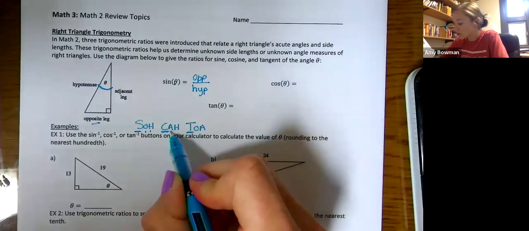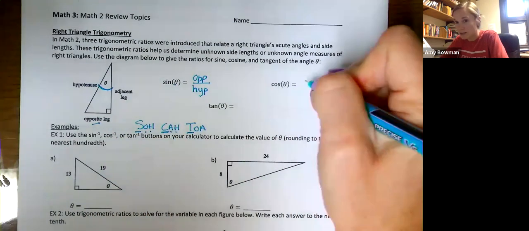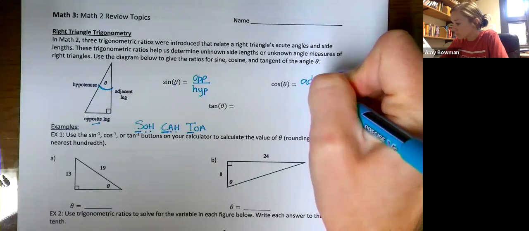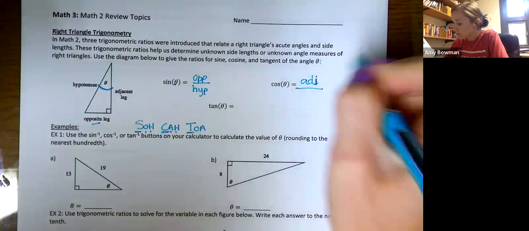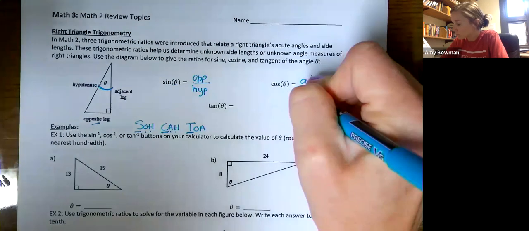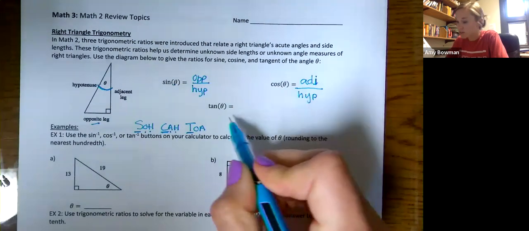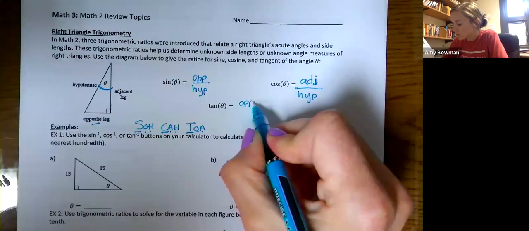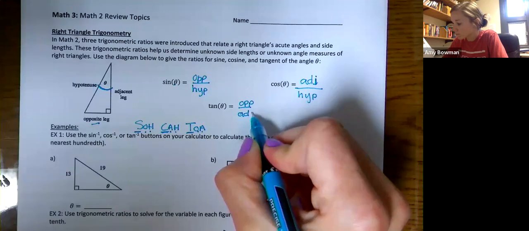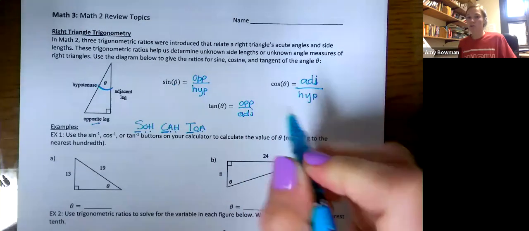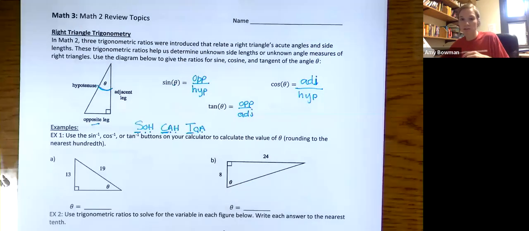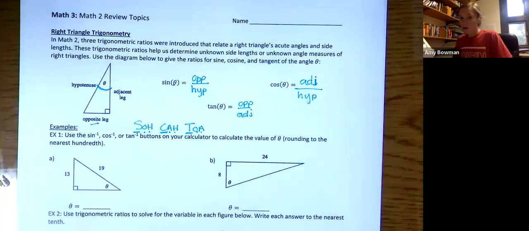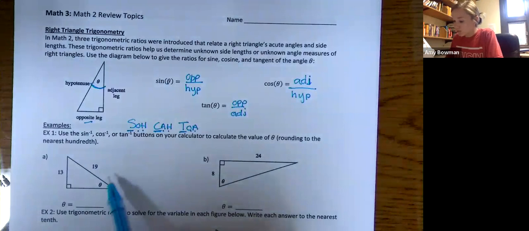Cosine, so CAH, it's the adjacent side, right next to theta, divided by the hypotenuse. And then we have tangent, which is the opposite divided by adjacent. Okay, so those are our three main trig functions. There are other trig functions, but those are the ones we're focusing on. Okay, so let's do a couple of examples.